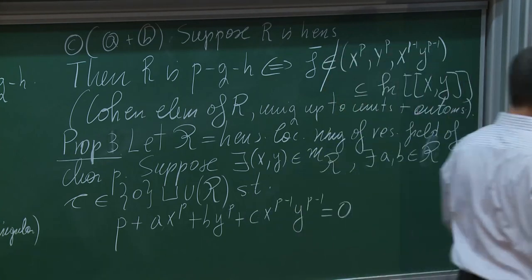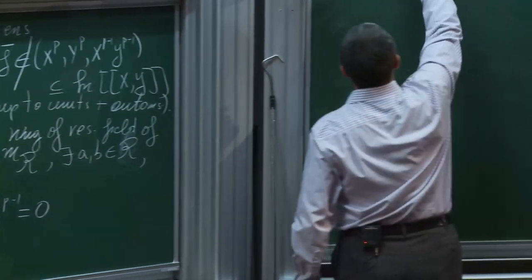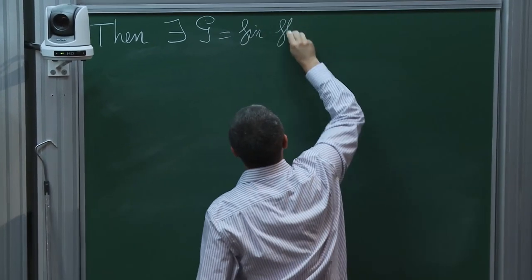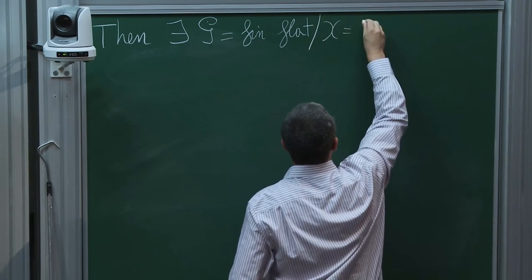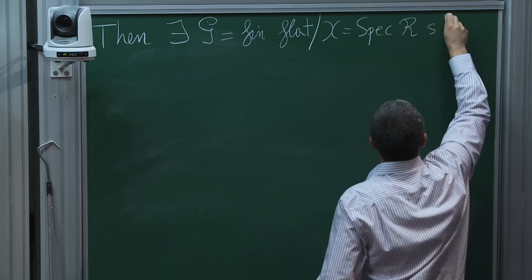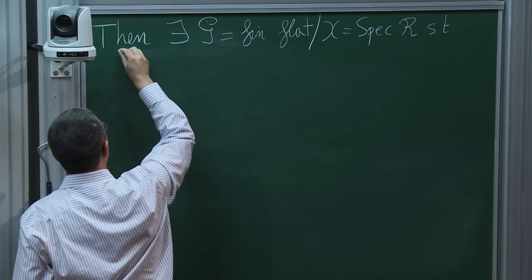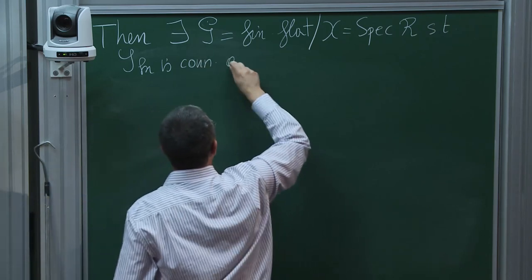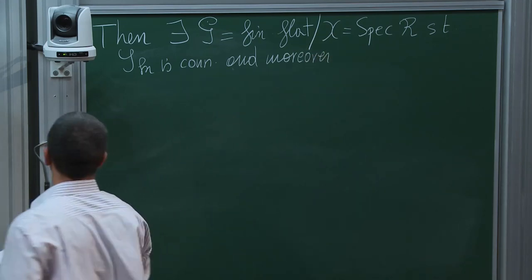So then what is the conclusion in this case? Then there is going to exist G script finite flat over X script, spec of R script, such that the following properties hold. First of all, G sub k is connected. And moreover, the analogs of 1, 2 and 3 are going to hold.